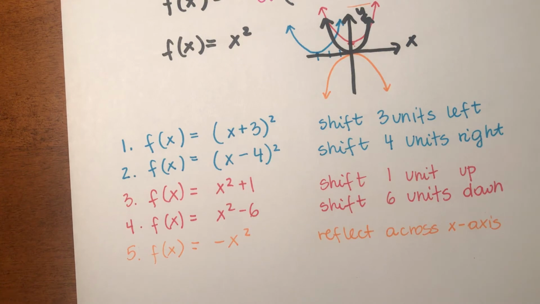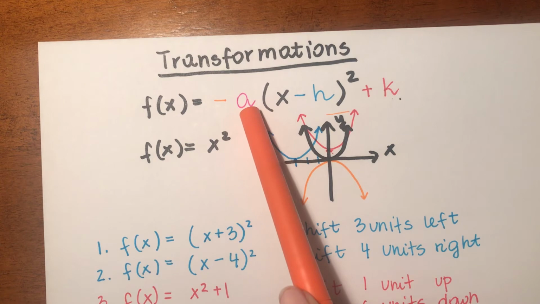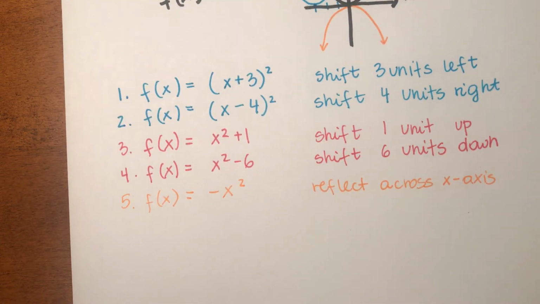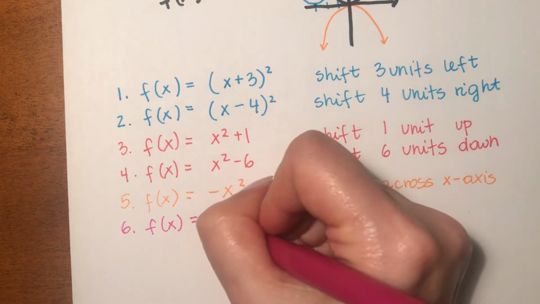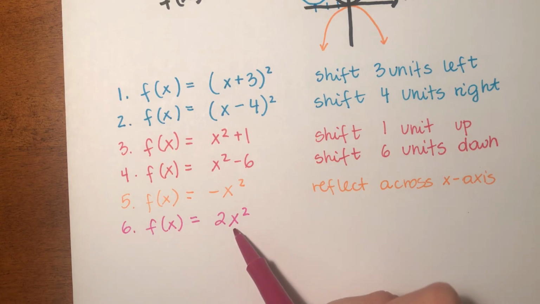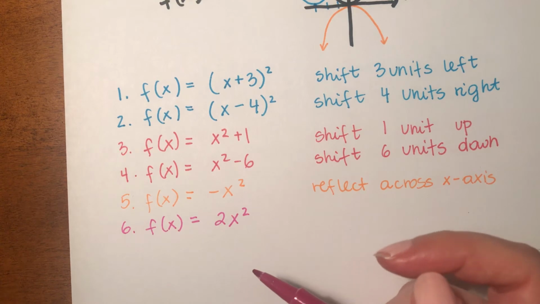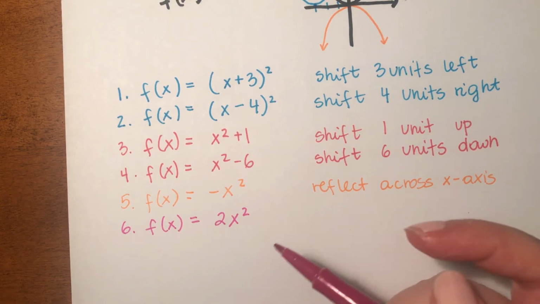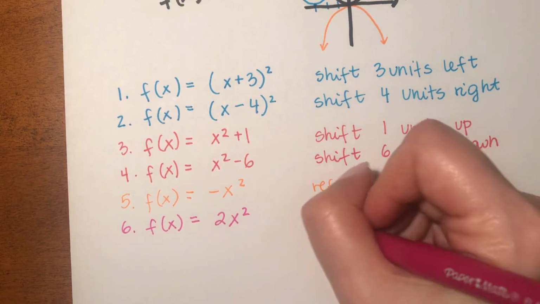Okay, and then the last part, we're going to focus on this pink part, which is represented by the letter A. Now, number 6, f(x) = 2x². This number is going to be in front of x squared or in front of your parentheses. It's going to make your function either more narrow or wider. So if this number is bigger than 1, we have a vertical stretch.